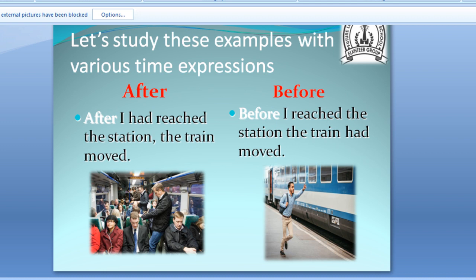Let's study these examples with the various time expressions. After followed by action 1. Before followed by action 2. After I had reached the station, the train moved. It means I caught it. Before I reached the station, the train had moved. It means I missed it.